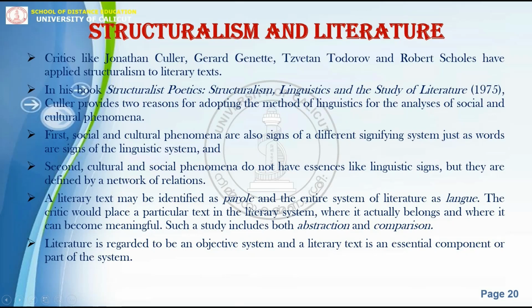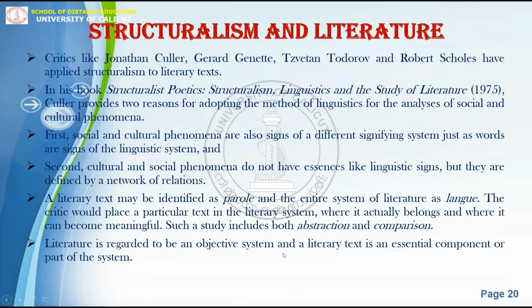Now, a literary text may be identified as a parole and the entire system of literature as langue. So, if you're taking a literary text, it could be considered as an individual work, and that is parole, individuality. Then, entire system of literature as a langue, because there will be rules and regulations for that. Now, the critic would place a particular text in the literary system where it actually belongs and where it can become meaningful. Such a study includes both abstraction and comparison.